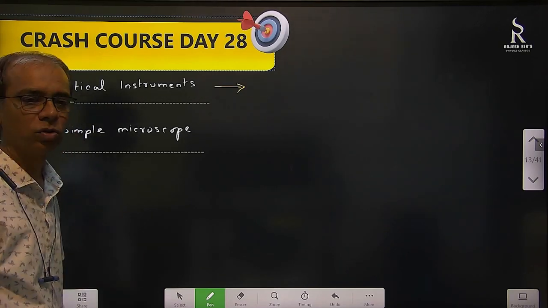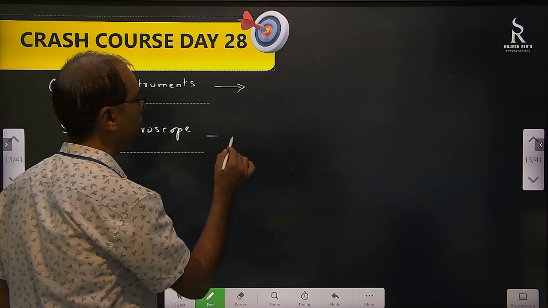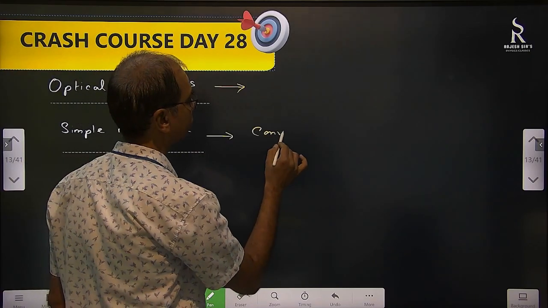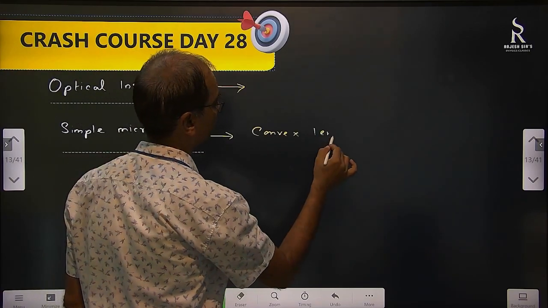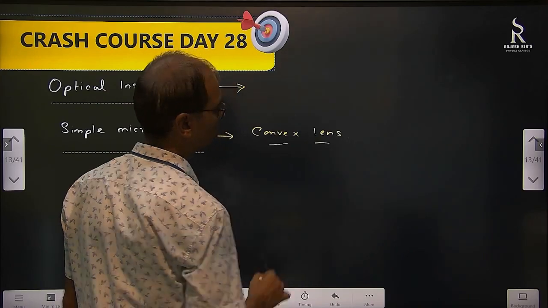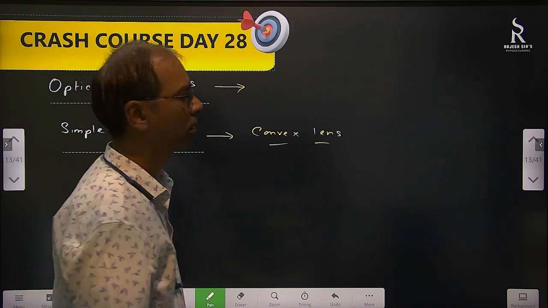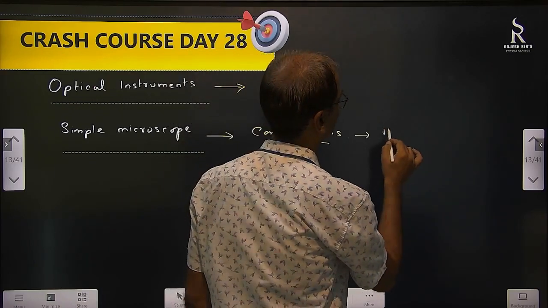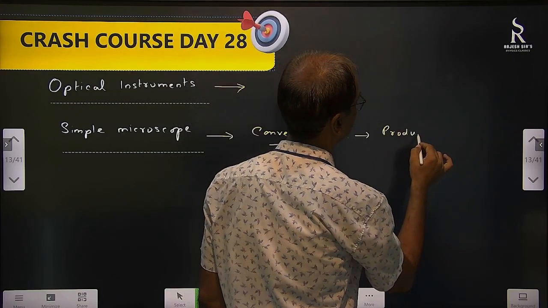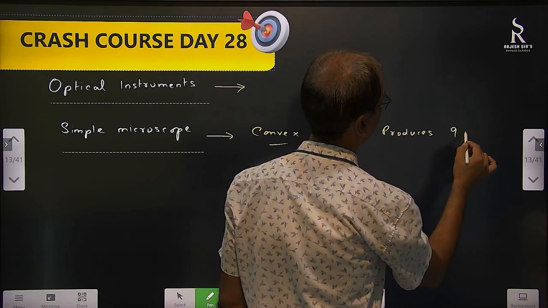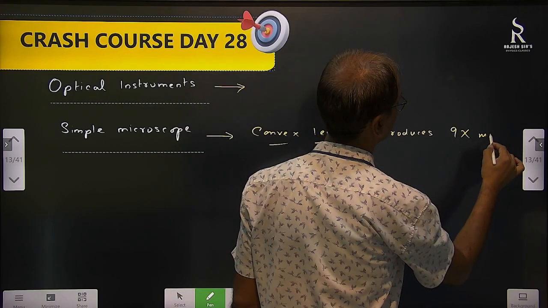The simple microscope is what? A simple microscope is actually a convex lens, a powerful convex lens, which can produce magnification up to 9 times.